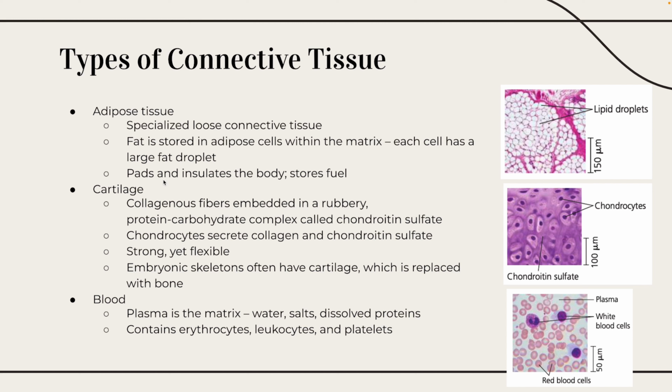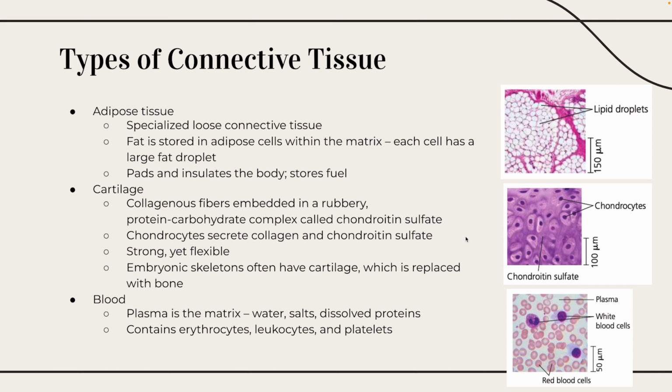Next is cartilage, and cartilage is basically collagenous fibers embedded in a rubbery protein carbohydrate complex called chondroitin sulfate. In cartilage, you're going to have cells called chondrocytes that secrete collagen and chondroitin sulfate. The advantage of cartilage is that it's strong, but it's also flexible. Much of your ear and your nose is made out of cartilage, right? And obviously they keep their structure, but you can bend them. Embryonic skeletons often have cartilage, which is later replaced with bone.